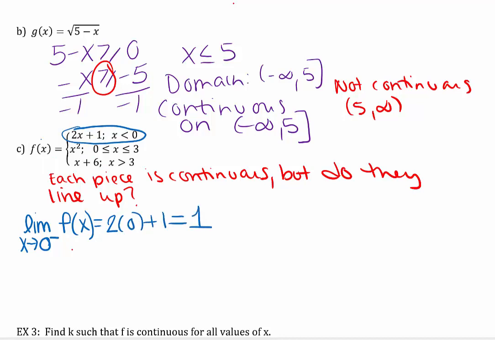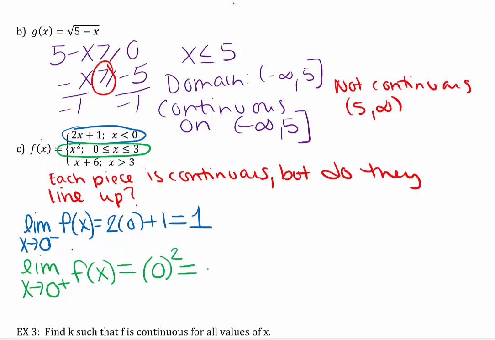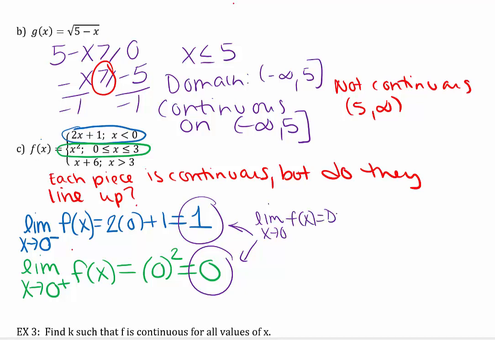But if I approach x equals 0 on the right, if I want to find the limit of this function as x goes to 0 from the right, now I'm using x values that are just a tiny bit bigger than 0, and now I'm using that middle definition. So I'm going to plug 0 into x squared, and 0 squared is 0. Because these two numbers are not the same, that is what tells me the two pieces don't line up. Or more formally, you could say the limit as x goes to 0, that two-sided limit, doesn't exist. This tells me that this function is not continuous at x equals 0.